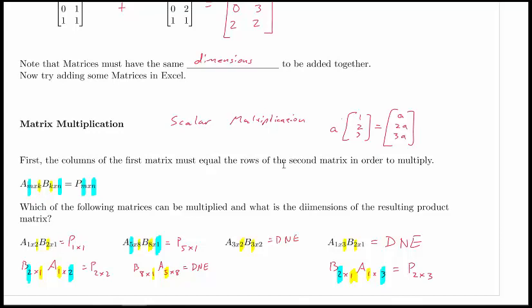Alright, so in summary, the order of multiplication of matrices does matter, and the number of columns in the first matrix must match the rows of the second matrix, and then the product will simply be these two outer dimensions right there.